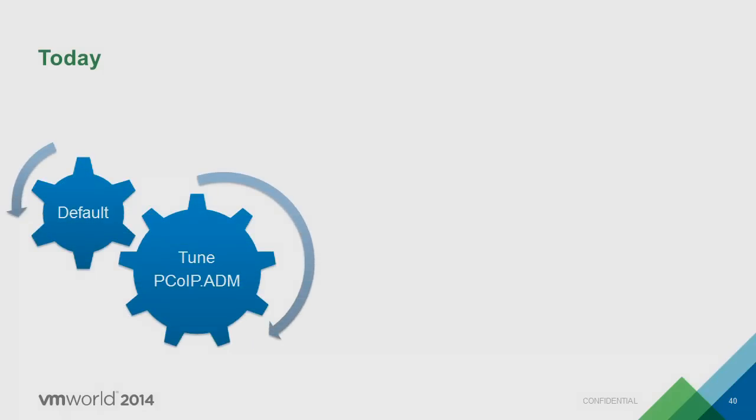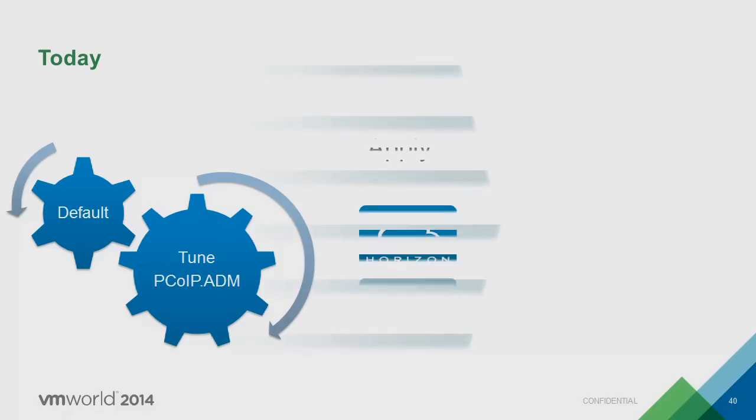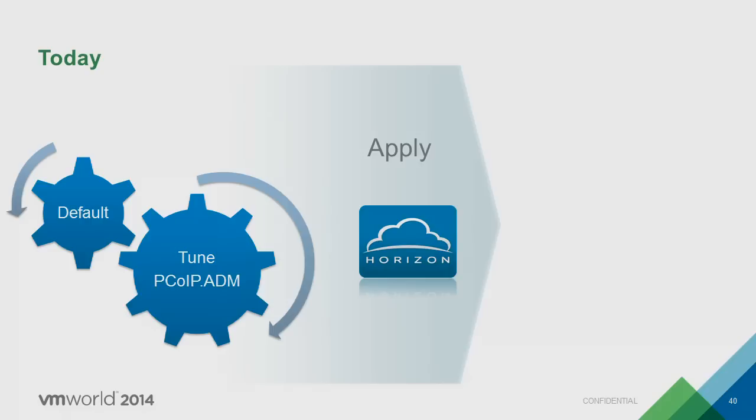So today, the options you have when you deploy a system, basically you can leave all the settings the same and use the default profile, or you can customize the PCoIP ADM template, apply it to the OU, and then that automatically takes effect and it gets applied to all the VMs, right?